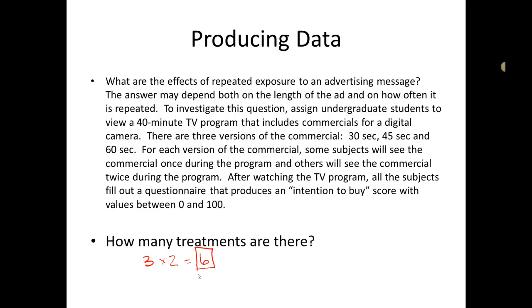So in this case, treatment number 1 might be seeing the 30-second commercial 1 time. Treatment number 2 would be seeing the 45-second commercial 1 time. Treatment number 3 would be seeing the 60-second commercial 1 time. Treatment number 4 would be the 30-second commercial but seeing it twice. So these are the actual things that we're applying to the subjects or to the experimental units. So we have 45 seconds and twice, and then the 6th treatment would be 60 seconds and twice.